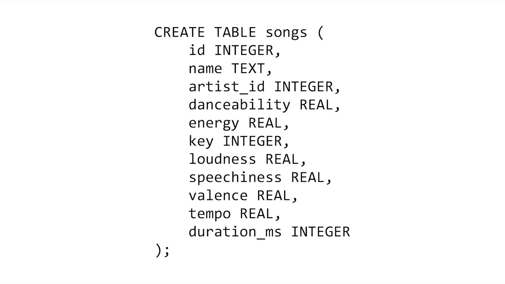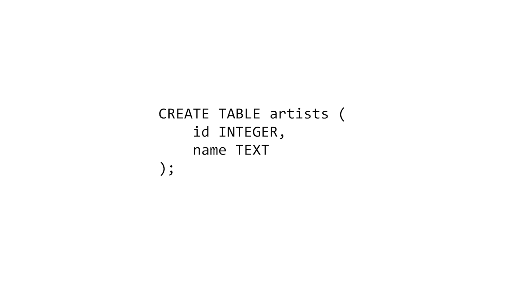Now let's take a look at artist ID. To represent the various different artists that songs can have, there's another table in this database called the artists table. Every artist has an ID, which is an integer, and a name, which is just going to be some text. And now the artist ID column of the songs table is going to be an integer that corresponds to the ID of one of these artists.